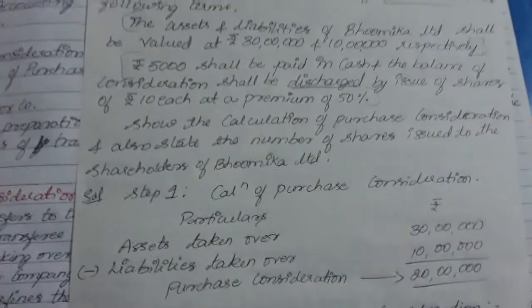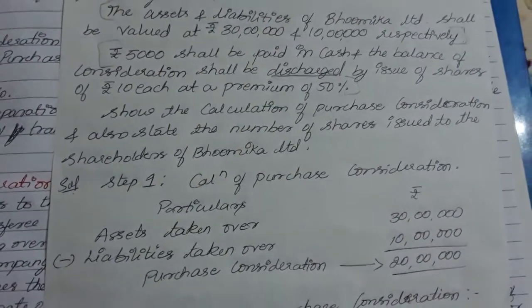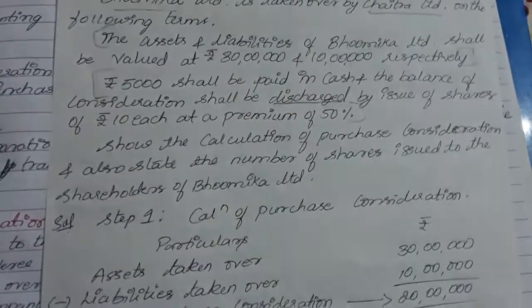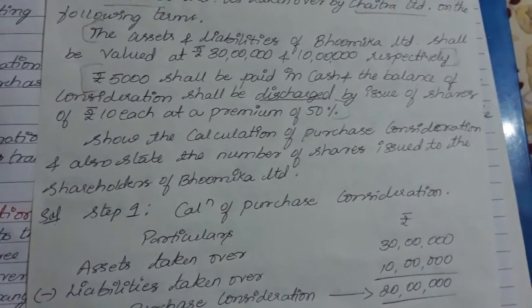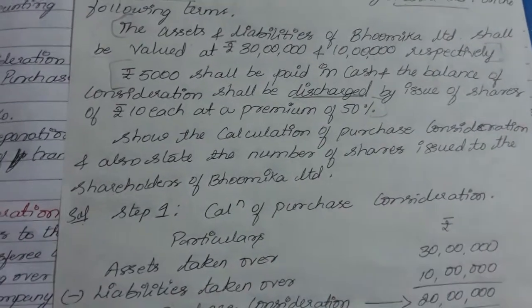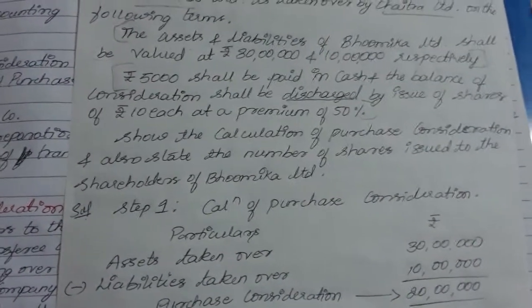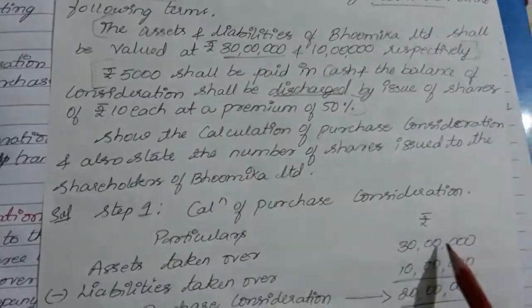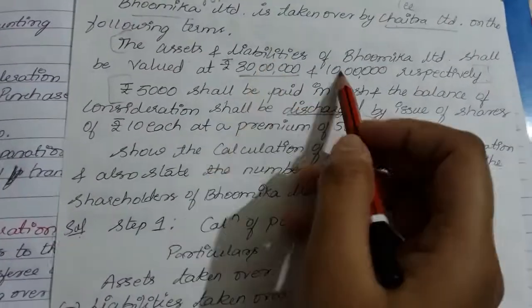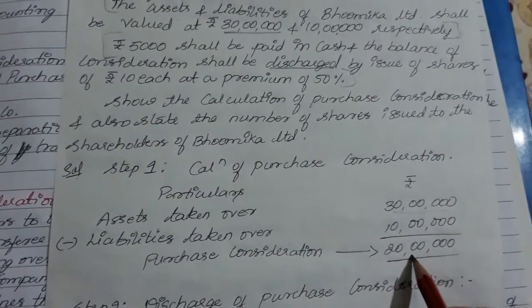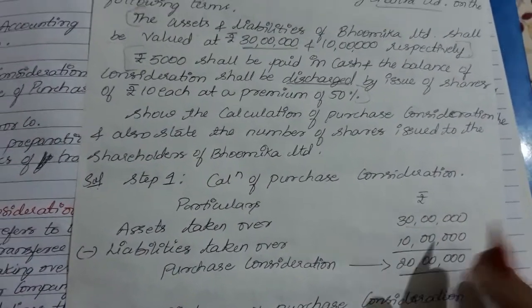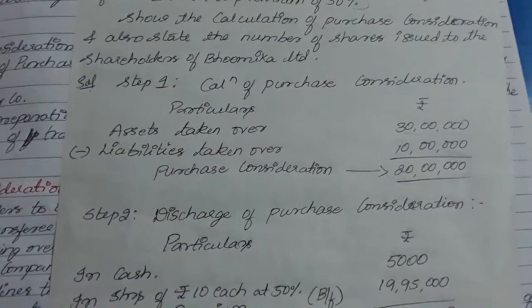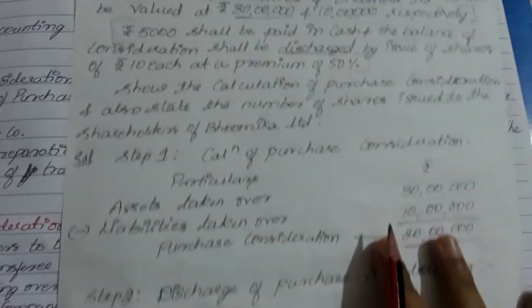So let's start with the first step, that is calculation of purchase consideration. So they have given the assets, they have given the liabilities. So by this you can understand here, this is the net asset method. So calculation of PC under net asset method: assets taken over minus liabilities taken over. So what is the value of assets they have given? That is worth 30 lakh rupees. So liability is worth 10 lakh. So purchase consideration is 20 lakh. So coming on to how to discharge this 20 lakh, how to pay this 20 lakh rupees to the equity shareholders, also they have given.